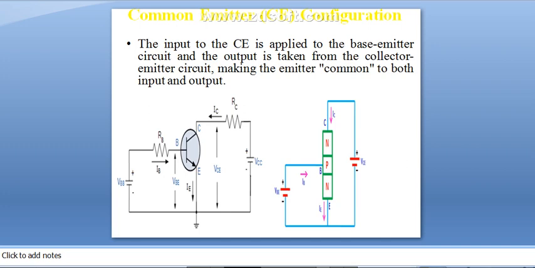So next one is common emitter configuration. See the circuit diagram. The input to the CE is applied to the base emitter circuit and the output is taken from the collector emitter circuit, making the emitter common to both the input and output. So in this configuration, emitter is common for both input and output. Input is applied to the base emitter circuit and the output is taken from the collector emitter circuit.